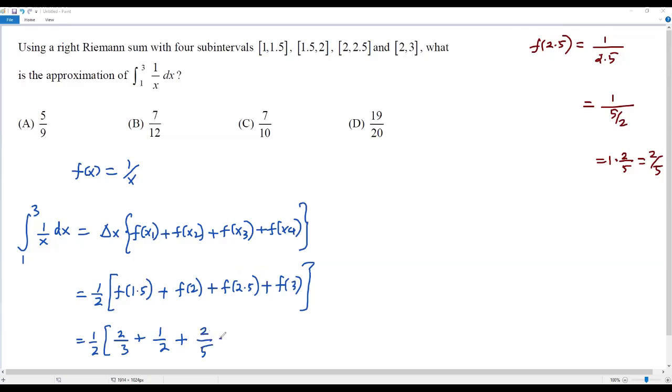And to get f of 3, you just have to plug in 3 for x over here. Then I'm getting 1 over 3. Let me write it over here. Okay, now let me continue.